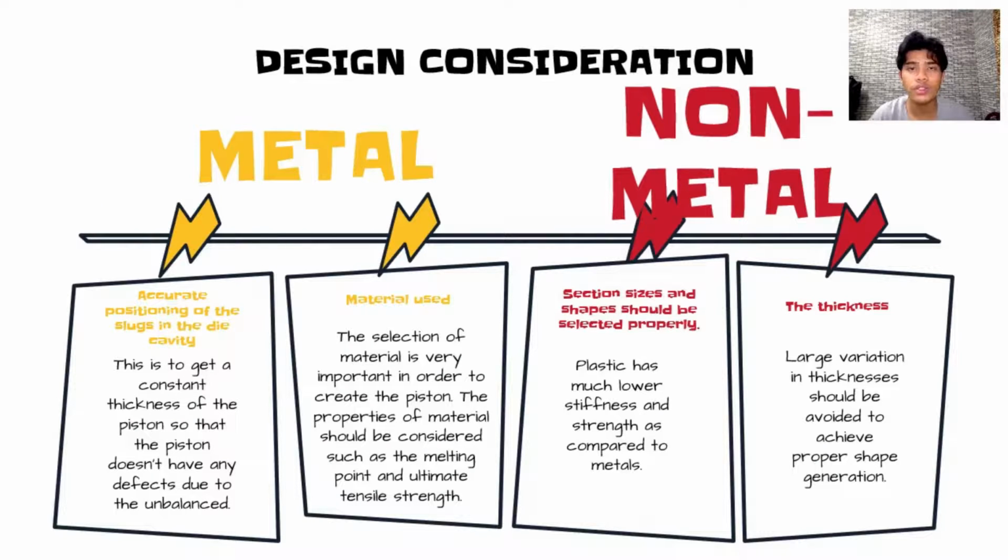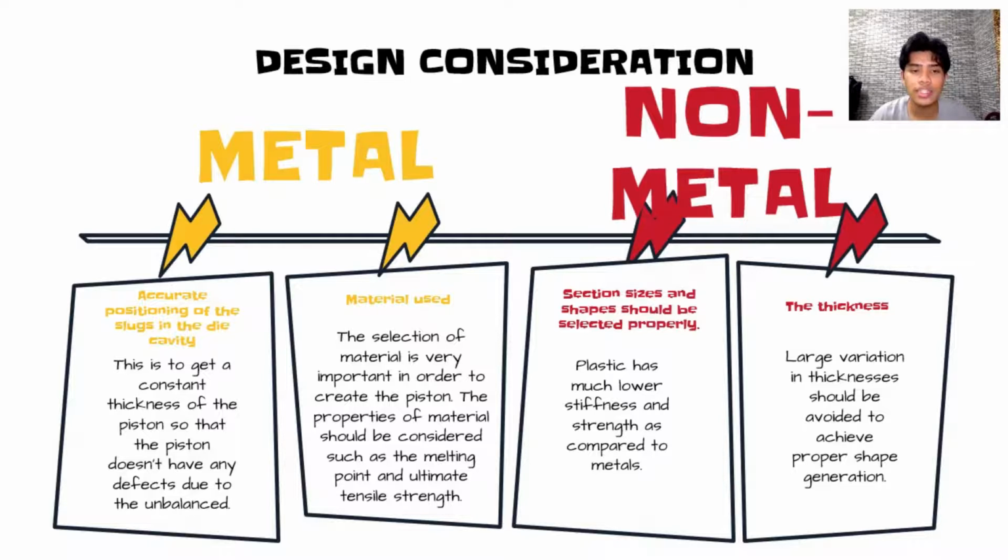Next, we are going to talk about the design considerations for metal and non-metal forming processes. In the metal forming process, there are two considerations that we can make. The first one is accurate positioning of the slugs in the die cavity.